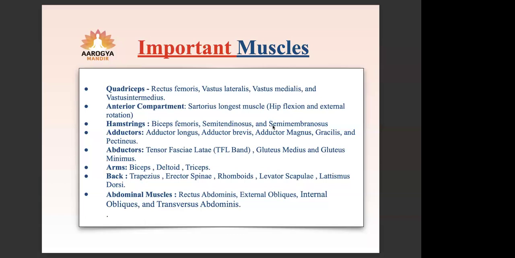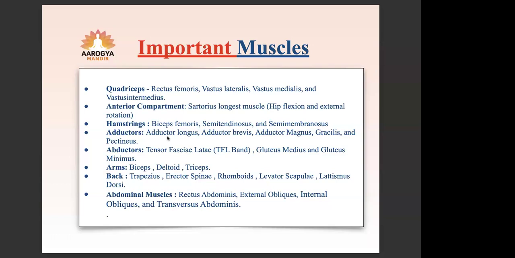Then the third group is found to be tight in youngsters, students, and children who sit for a longer time studying, or in fact all those people who sit for a longer time: they find their adductor muscles to be tight. What are those muscles? The adductor longus, brevis, magnus, and apart from that, gracilis and pectineus. The fourth group is the outer thigh, the TFL band, tensor fasciae latae, and gluteus medius and gluteus minimus.